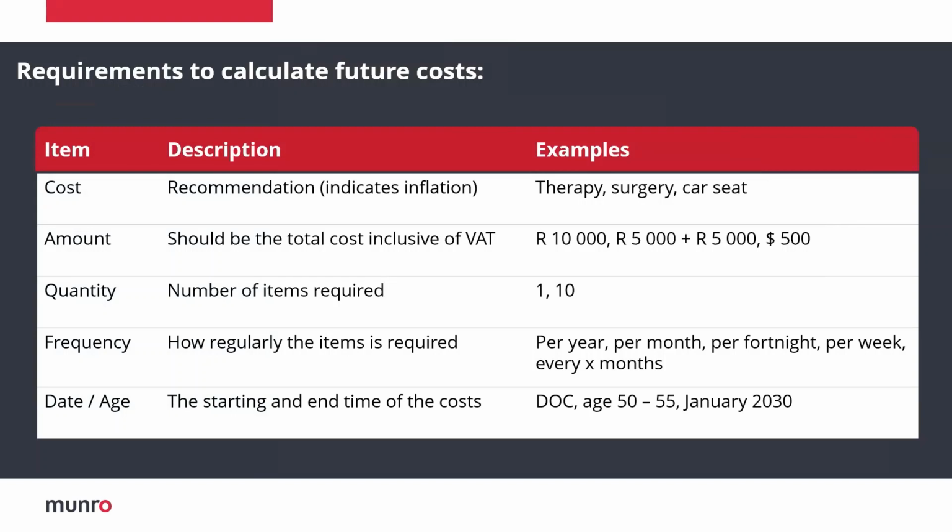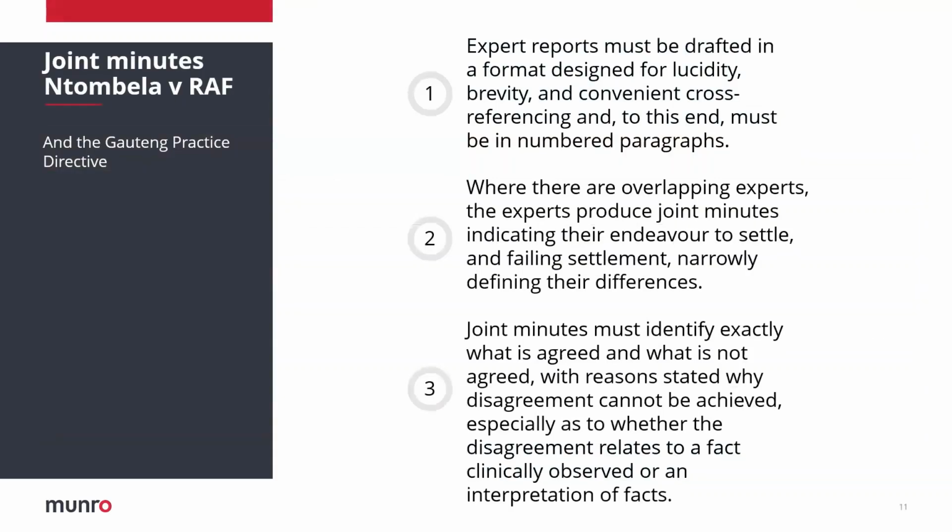So for one complete cost, for us to be able to calculate that cost, it should give us what the amount is, what the quantity is, what the frequency is, and what the date is. So these are 5 quite important things, and we're going to go through a couple of examples as to why this is very important. But before we get into that, I'm going to speak about Ntombela.